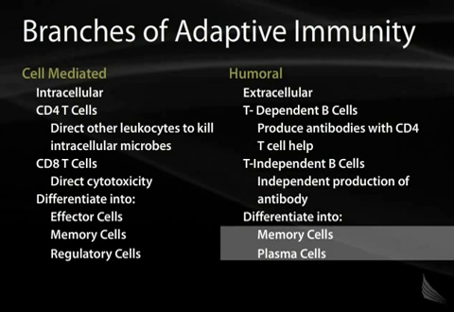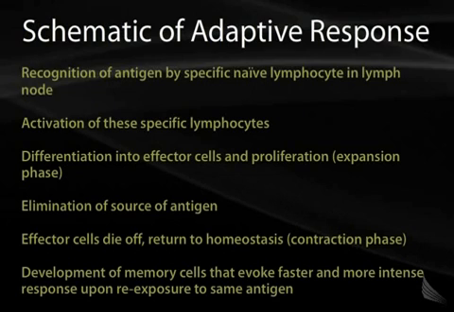These cells can differentiate again into memory cells, just like the T cells, or plasma cells. And plasma cells are basically antibody factories. They upregulate their endoplasmic reticulum. They stop worrying about finding an antigen and solely concentrate on pumping out as much antibody as they can.